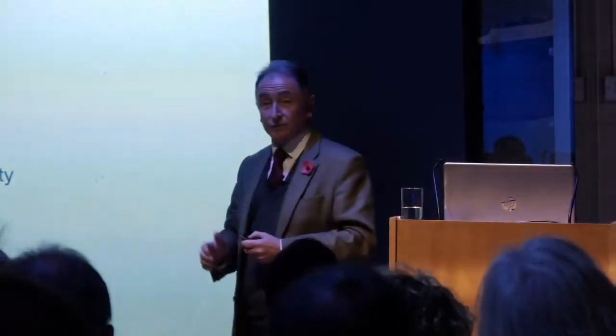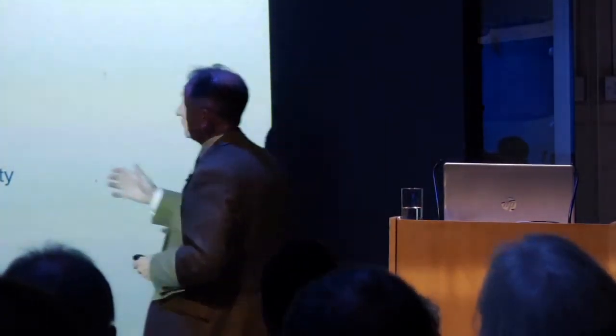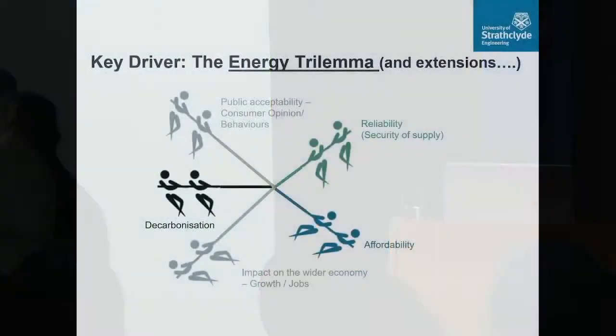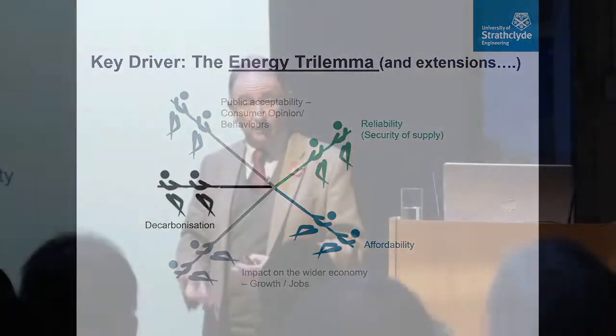But if I now introduce a quadrilemma, or indeed a quintilemma challenge, if there is such a thing, we have to remember public acceptability is key. And the social dimension of, can people afford to go on this journey of decarbonisation? They can hardly afford to heat their homes just now. Can they afford to get electric vehicles? Well, probably not. Can they really afford to make their homes more energy efficient? Probably not. So they have to be given assistance to do that.